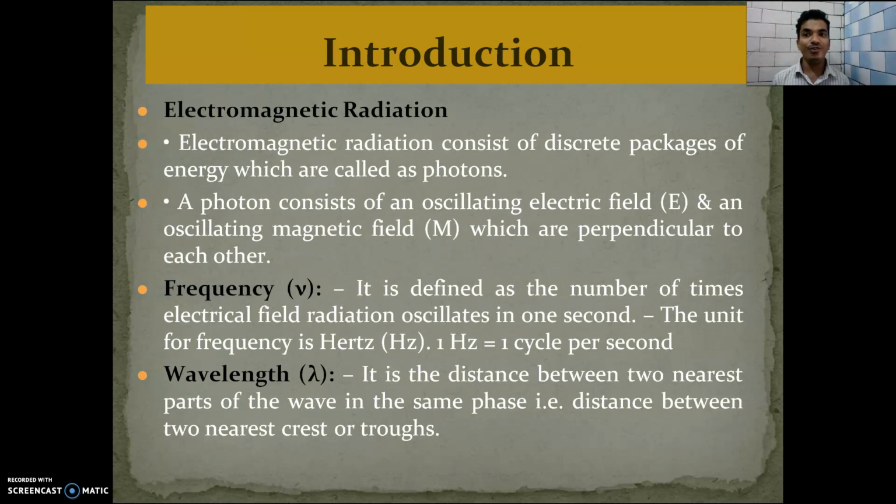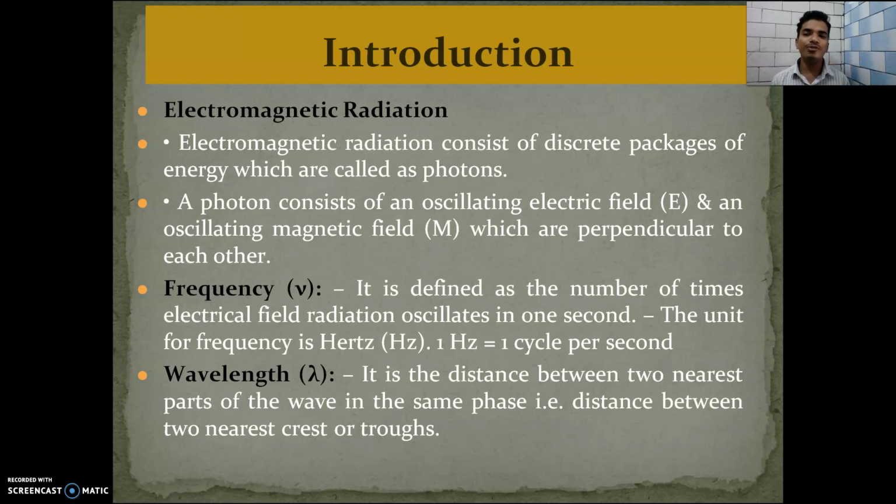First of all, what is meant by electromagnetic radiation? If we know electromagnetic radiation, we ultimately get an idea of what is meant by spectroscopy. Electromagnetic radiation consists of discrete packets of energy called photons. So electromagnetic radiation is made up of photons. What is a photon? A photon consists of an oscillating electric field and an oscillating magnetic field, which are perpendicular to each other. So their frequencies interact with each other.